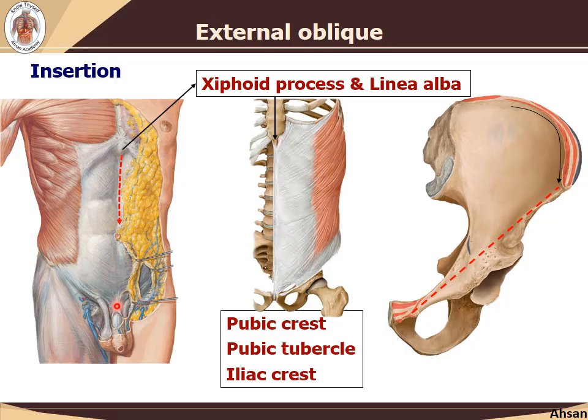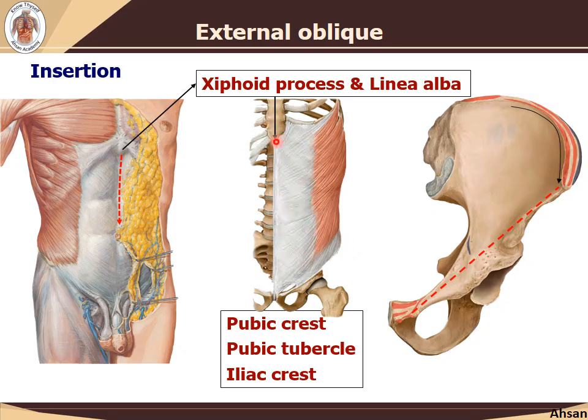Inferiorly, this is attached to the pubic crest. You can see this is the pubic crest. The lateral one is the pubic tubercle. So this pubic crest and tubercle is the area for the attachment. Then the fibers are attached to the anterior superior iliac spine and the outer lip of the iliac crest, anterior two-thirds. So between this anterior superior iliac spine and pubic tubercle, this part is free. So this is the free margin. You can see the free margin.